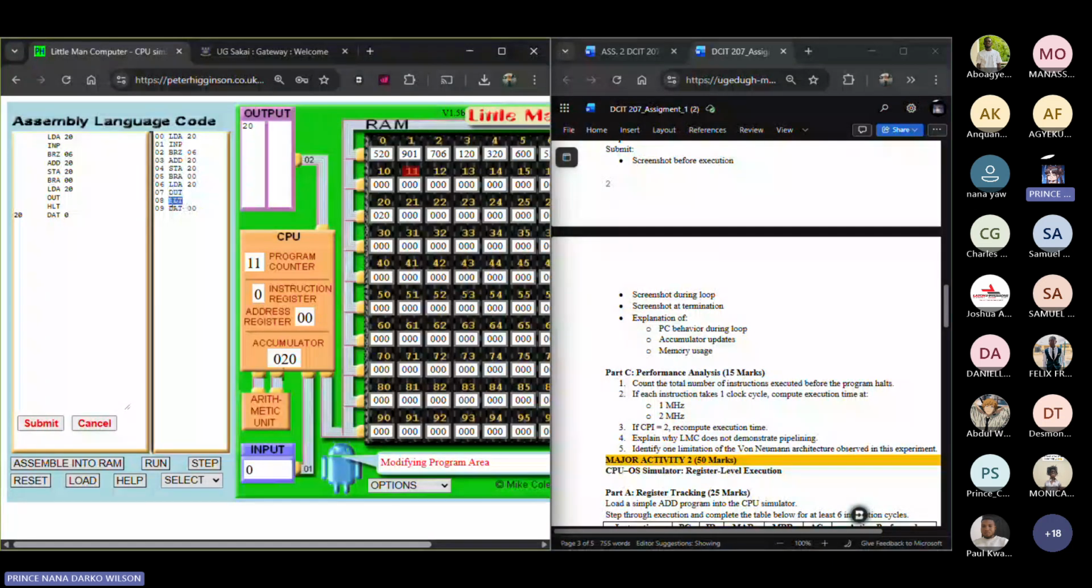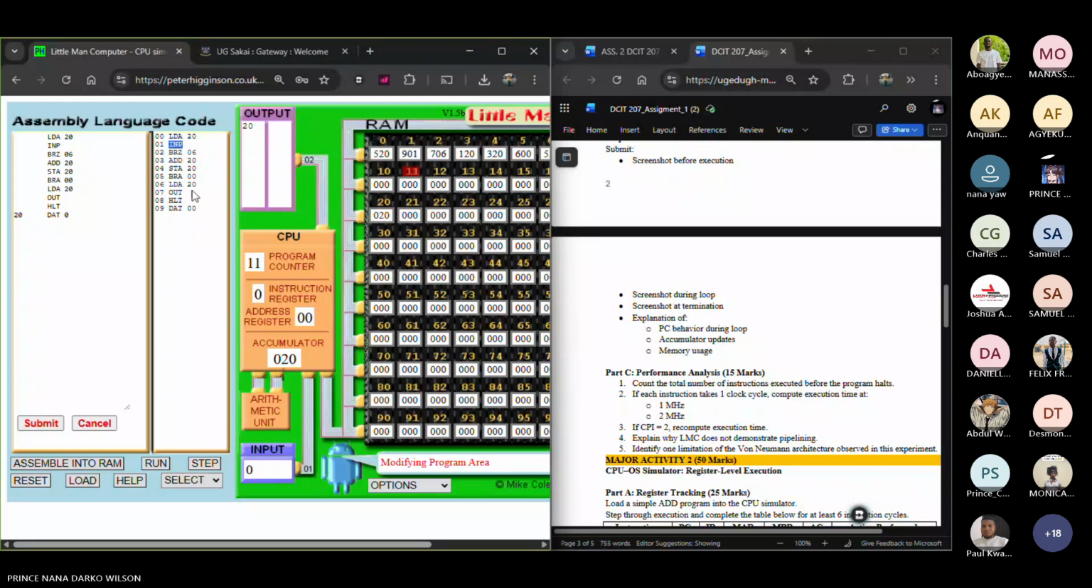So it will take an input. If the input is 0, it will stop and come to address 6 and continue from there. But if it's not 0, it adds it to 20. It stores it in 20. It branches to 0. It loads 20. It gives an output. It halts. And then it keeps going on and on.